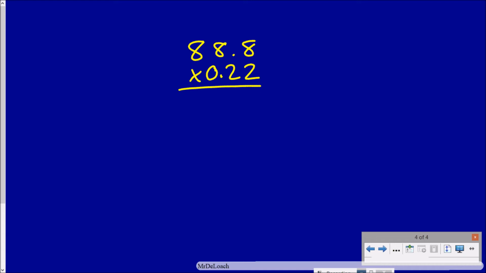All right, so in this last example, we have 88 and 8 tenths, and we're multiplying it by 22 hundredths. So what I'm going to do is ignore the decimal points, and I'm just going to multiply them as if they're whole numbers. 2 times 8, 16, carry a 1. 2 times 8, 16, plus that 1 is 17, carry your 1. 2 times 8, 16, plus 1 is 17. I'm going to put in a 0 because I'm multiplying by the second digit, or the digit in the tens place, if they were whole numbers. 2 times 8, 16, carry your 1. 2 times 8, 16, plus 1, 17, carry your 1. 2 times 8, 16, plus 1 is 17.